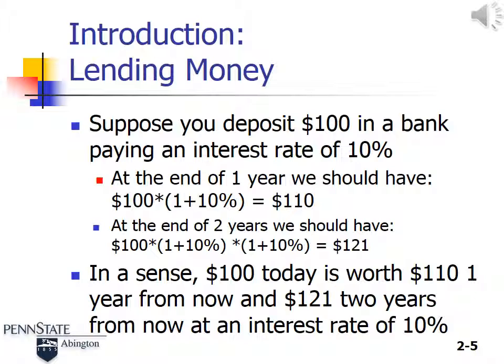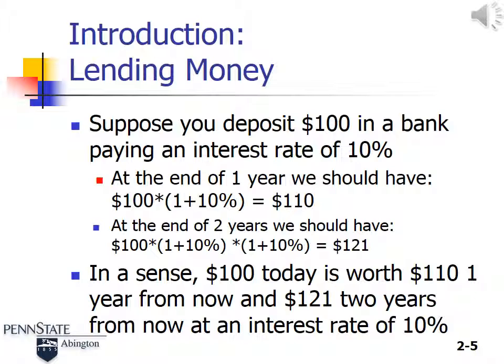So in a sense, if you think about it, $100 today in your pocket is worth $110 1 year from now, or it is worth $121 2 years from now if the interest rate is 10%. Obviously, if the interest rate is different, the value of money at the end of 1 year is going to be different depending on what the interest rate is. The value is going to be different at the end of 2 years, and so on and so forth. Given that there is a certain interest rate being paid depending on who's doing the borrowing and lending, having $100 in your hand today is worth having $110 in your hand 1 year from now.